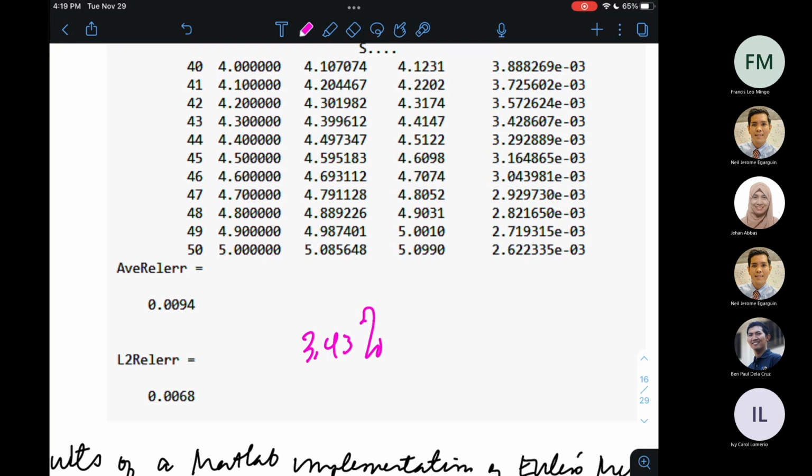Yes, Francis. Yes, sir. Good afternoon. This is in connection with Ivy's question. What is the advisable value for h in this case? Good question.